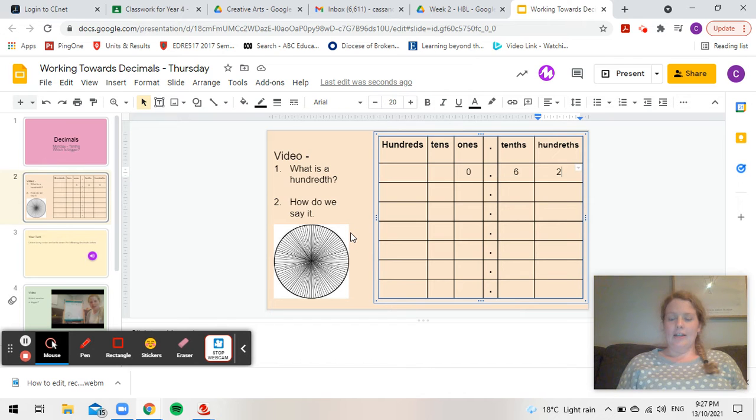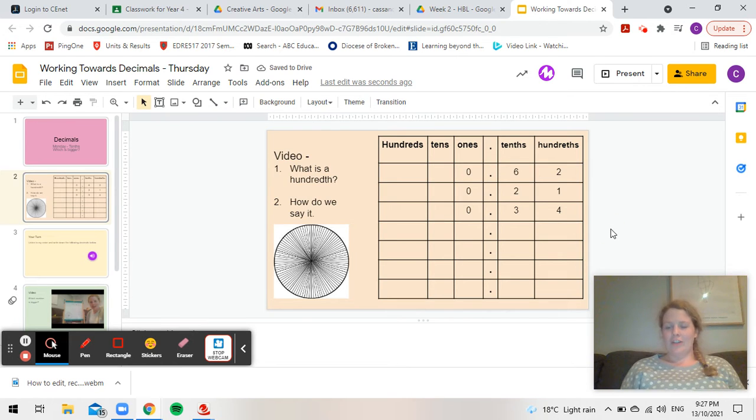Now, what if I had 0 and 21 hundredths? How would I write that in here? I would start with a 0 and 21 hundredths. So that's how I would write my number. Let's do another one. 0 and 34 hundredths. So I would have a 0, my decimal point, and then 34 hundredths.